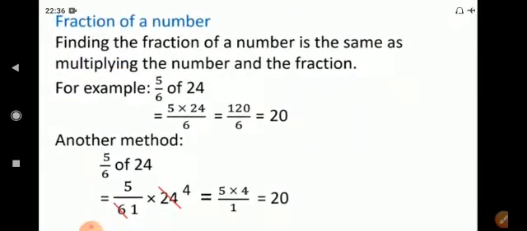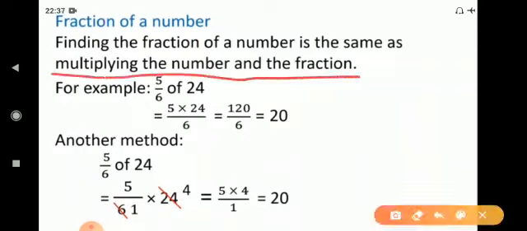Now fraction of a number. Finding the fraction of a number is the same as multiplying the number and the fraction. For example, we want to find 5 upon 6 of 24. If this type of example is given, how can we solve it? First write down 5 multiplied by 24 upon 6. Okay, 5 upon 6 of 24 means you have to multiply. So you will get 5 multiplied by 24 upon 6.